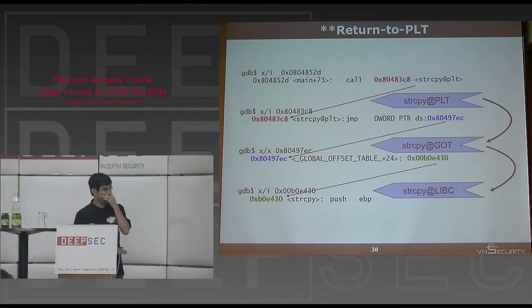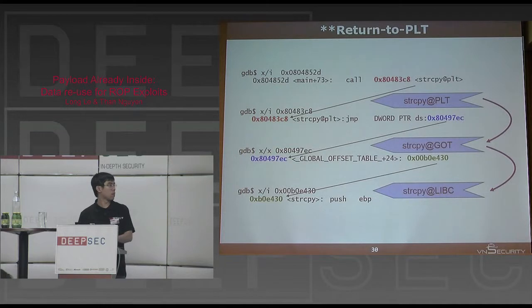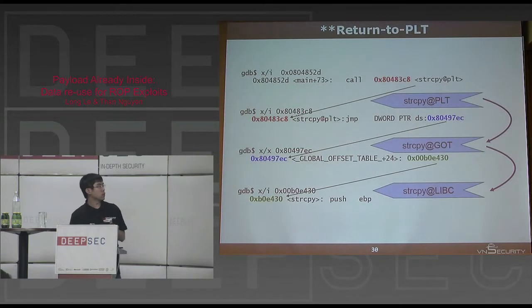Basically, this is the recap on how you do the return to the PLT. In the binary, you have the PLT and the GOT, then the real address in the libc. So you can actually return to the PLT instead of returning directly to the address of the function in the libc.